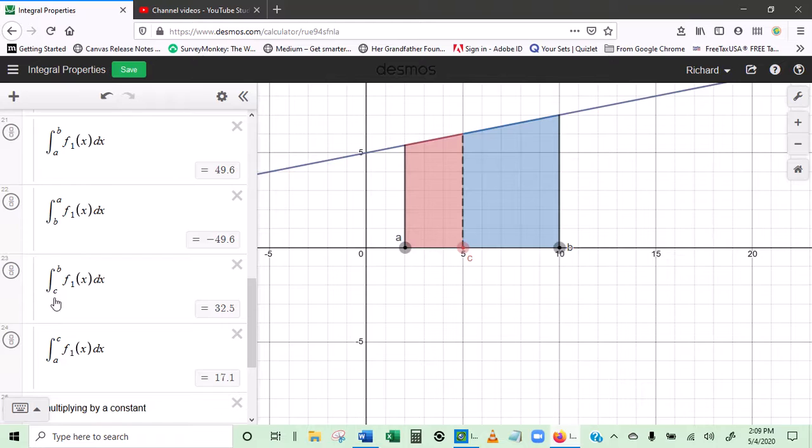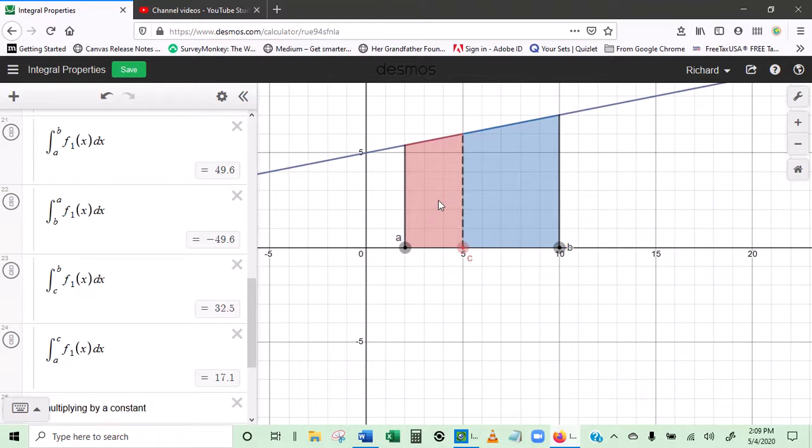This one here is showing the blue area. From C up to B, the area under the curve given by that definite integral is 32.5. And then this one here gives the area A to C. It's kind of out of order there, isn't it? But it's A to C, so this represents the definite integral, the area under the curve from A to C, which is the red area.